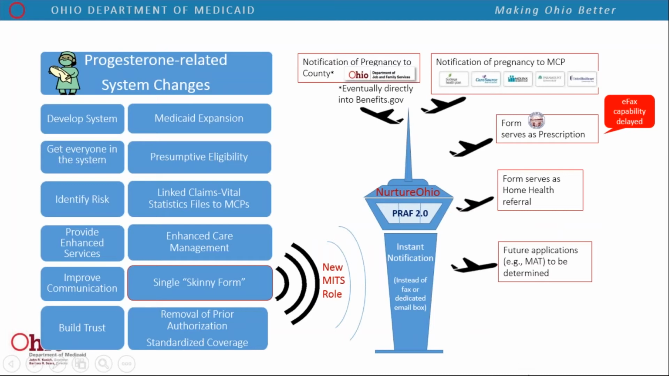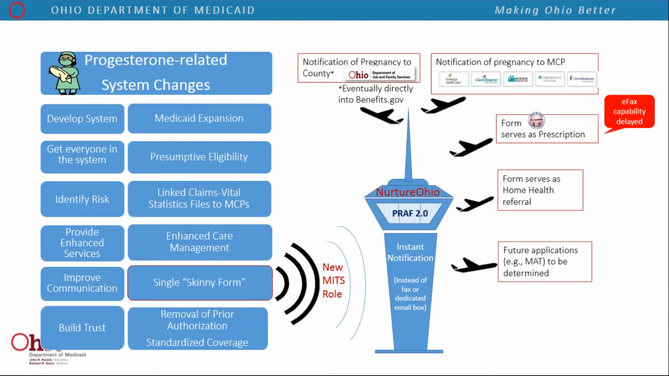This slide just shows how when you enter in a form, basically all of the recipients, which are indicated by those airplanes, receive a notification at 2 o'clock on that day that a new form is entered into the system. So the county of residence for the woman that's been entered in will receive a notification saying that there's a new Medicaid eligible member that is pregnant, and to update her eligibility record in Ohio Benefits.